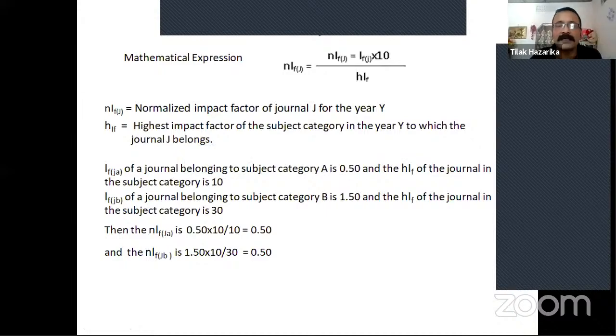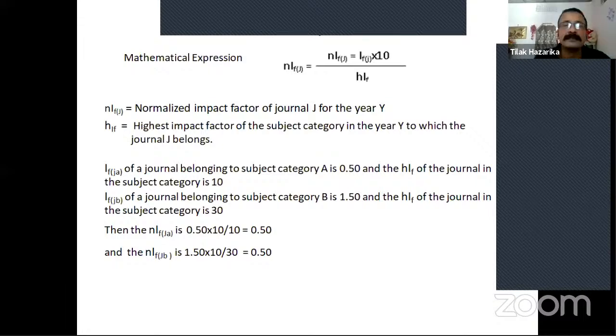That means it is again domain specific, and again subject specific. So while measuring the impact factor of a journal in a given subject, we may go for normalization to avoid this disparity between the bigger subjects and the smaller subjects. This way, all these calculations are done to normalize the credit of a research publication, research work that is published in a given journal.